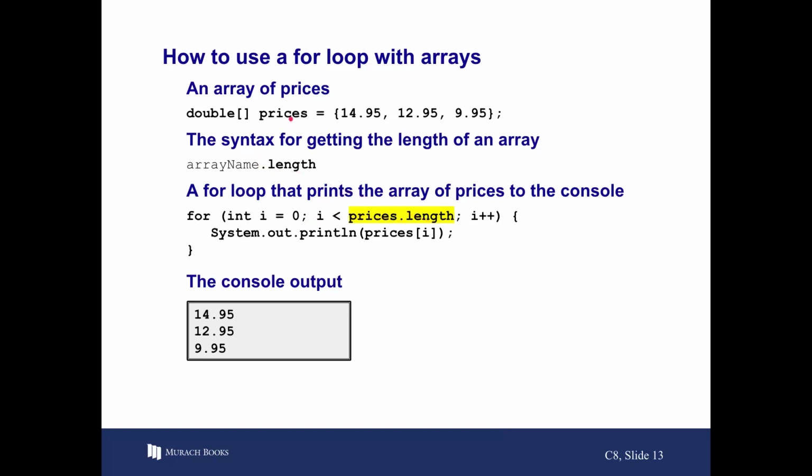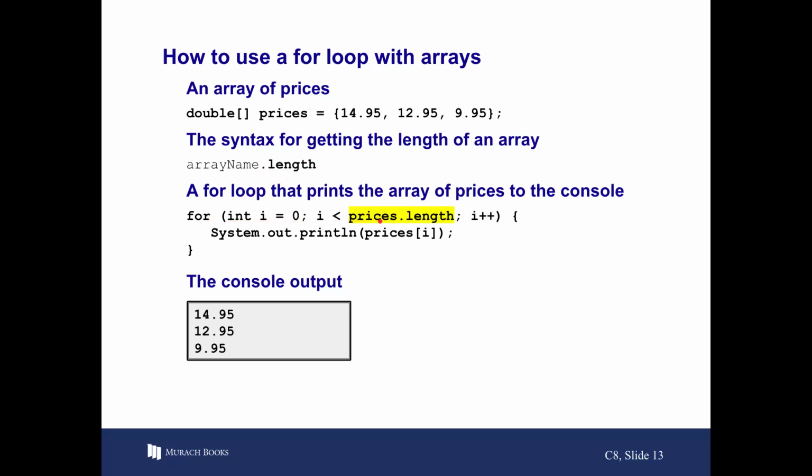So remember the array is its own data type. The array is not double. The array is a double array. So the data type of prices is not double. The data type of prices is an array of double. So it's got a built-in property here called .length that will tell you how many elements are in that array.